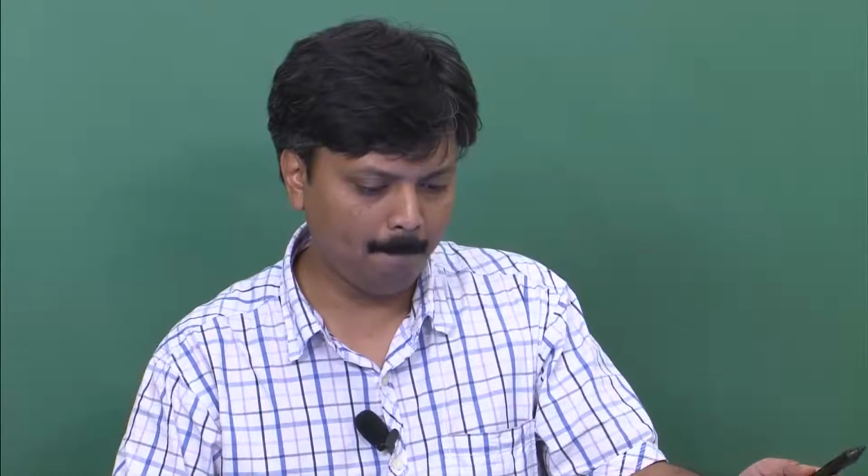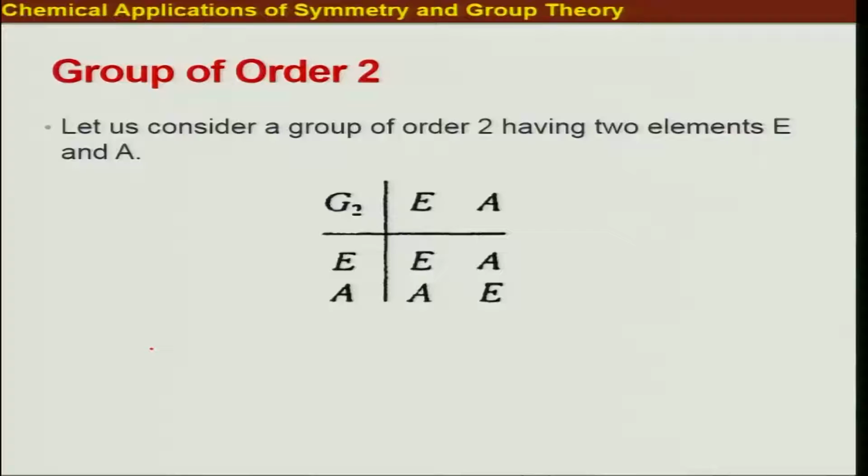Now let's look at some of these groups. Okay. Group multiplication table. So let's first take the group multiplication table with order 2. We will term it as G2.